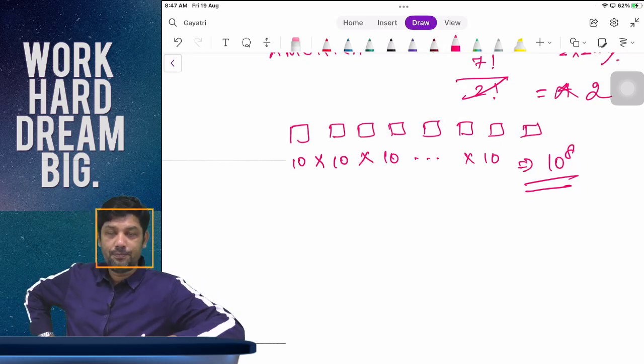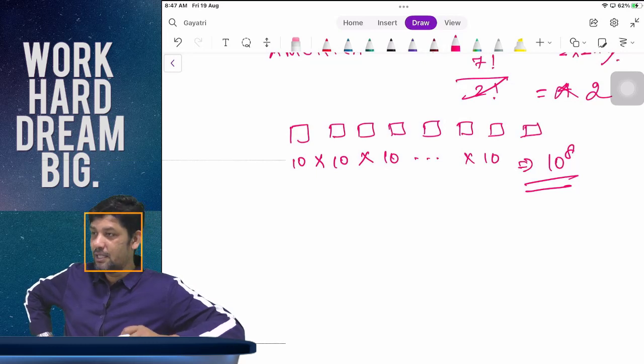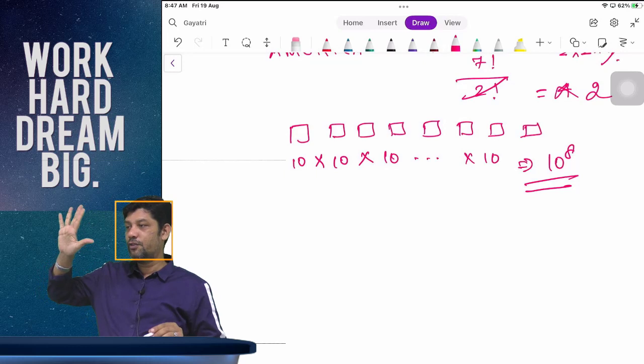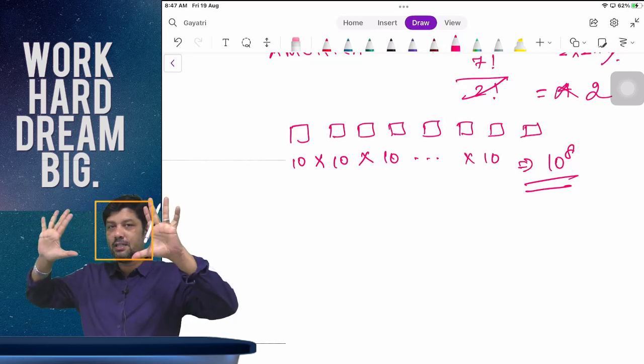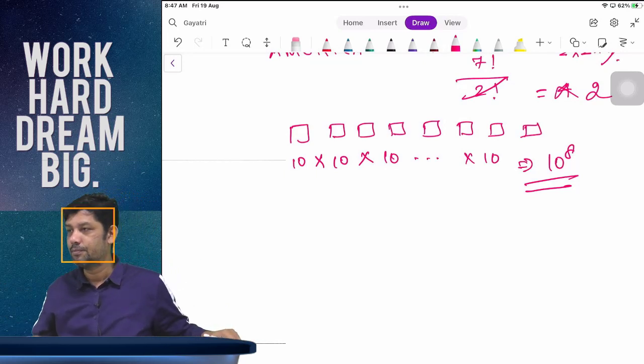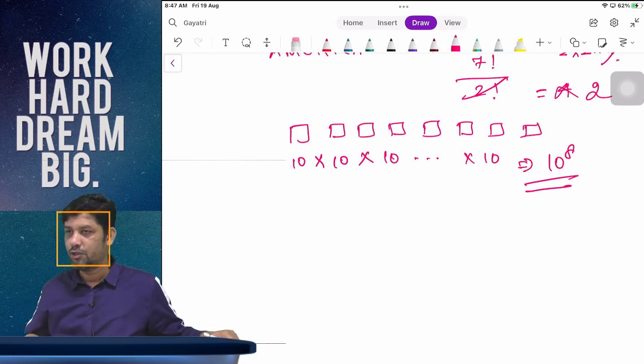A telephone number can start with any number, right? Repetitions allowed. So the given numbers are 0, 1, 2, 3, 4, 5, 6, 7, 8, 9. Total how many numbers are there? 10. First digit, what number can come? Any one of 10.